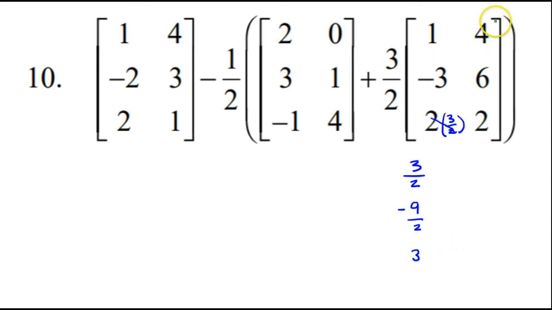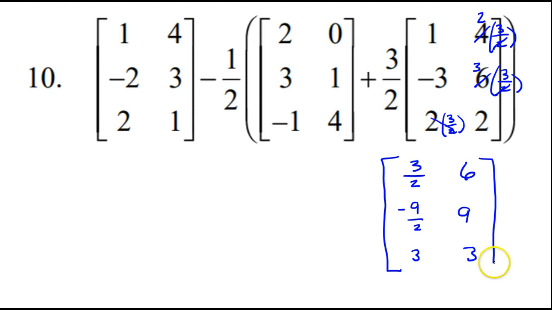Now, 3 over 2 times 4. Watch this. If I do 3 over 2, 2 goes into 4 twice. 2 times 3 is 6. 3 over 2 times 6. Check it out. 3 over 2. 2 goes into 6 3 times. 3 times 3 is 9. And we already did 3 over 2 times 2, and that is still 3. Okay, so this is what you get when you multiply by the scalar of 3 over 2.